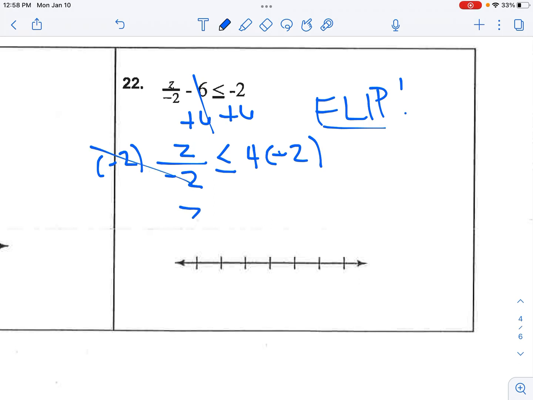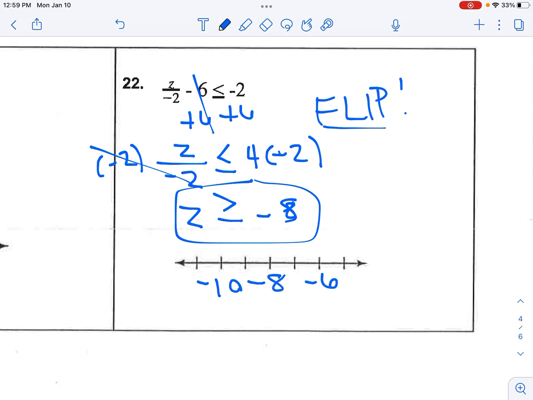So my negative 2's are going to cancel. So z is less than or equal to is going to flip to greater than or equal to. And 4 times negative 2 is negative 8. So negative 8 goes in the middle, negative 6, negative 10, closed circle at negative 8, pointing to the right.